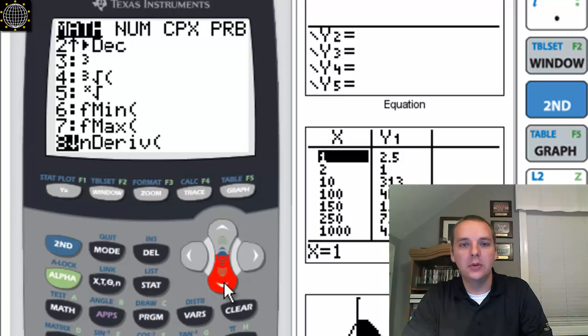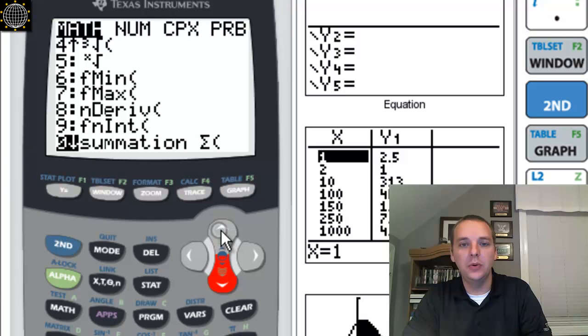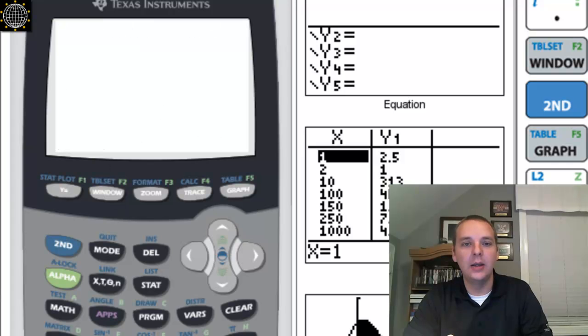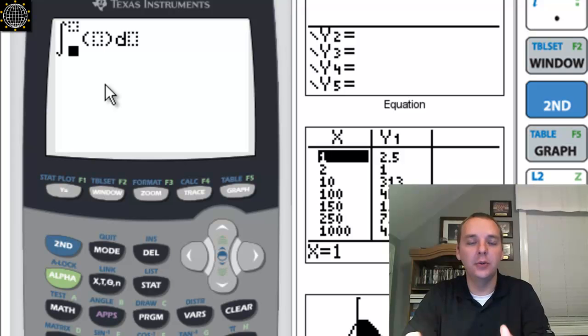Keep going. Here's the derivative feature if you wanted to find a derivative at a certain place. But the one we want is right below that, the function integral. If you choose that, for me it's number 9, it'll bring up something that looks very similar to what we had on the main screen. Now, if you have an older style calculator, it'll look more like code. Hang with me a minute, and I'll handle that situation for you in just a second.